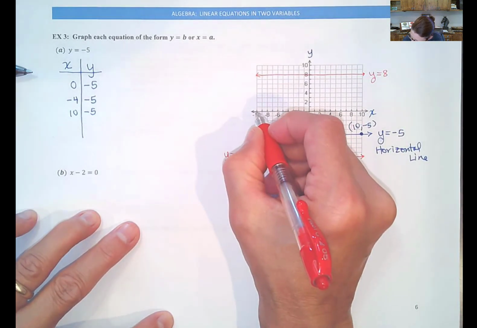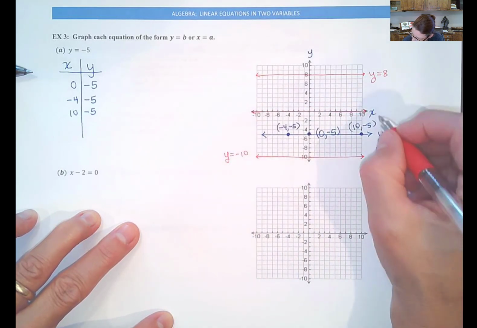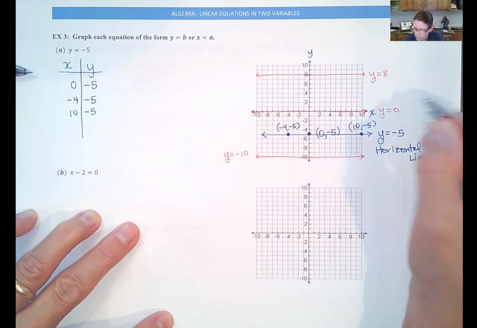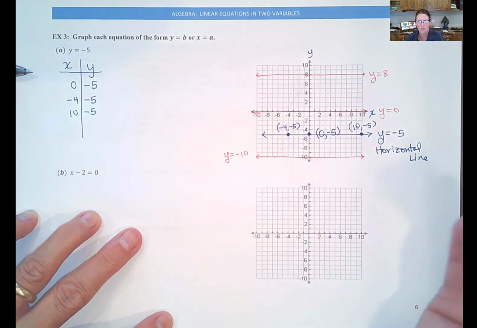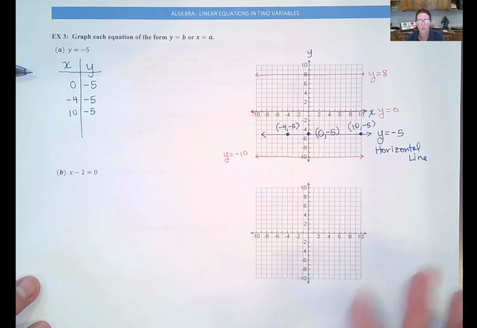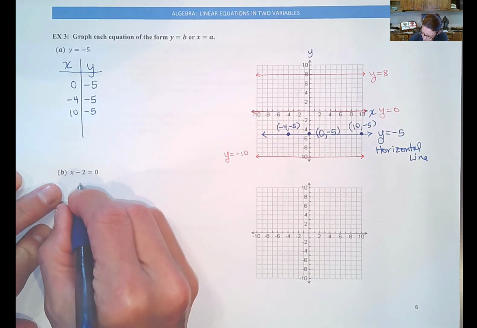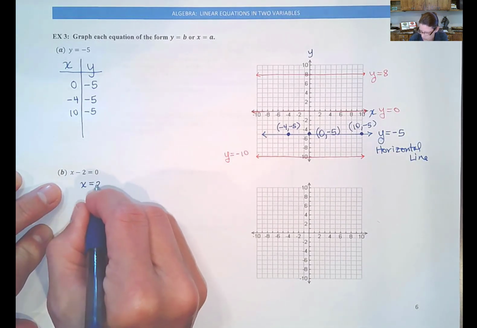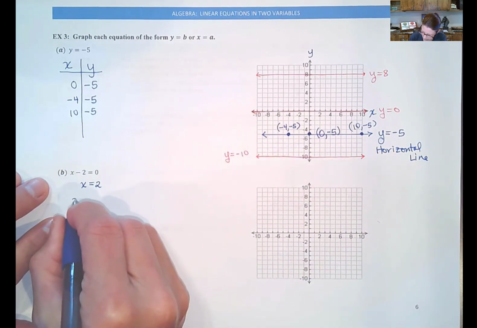The x-axis itself is a horizontal line with the equation y equals 0, because every point on the x-axis has a y value of 0. Horizontal lines look like y equals a number. In our next example, x minus 2 equals 0. Let's move that 2 to the other side and write this equation as x equals 2. That's going to make it a little bit easier to analyze.